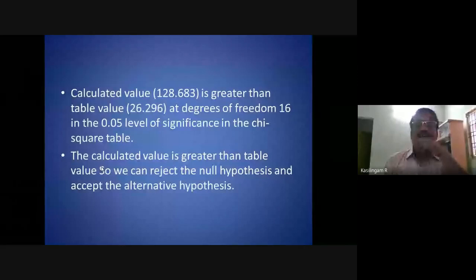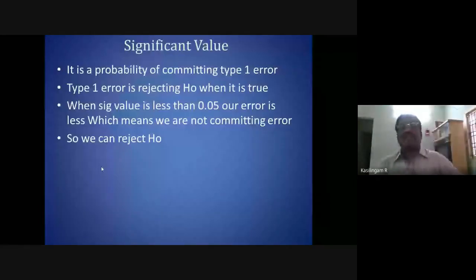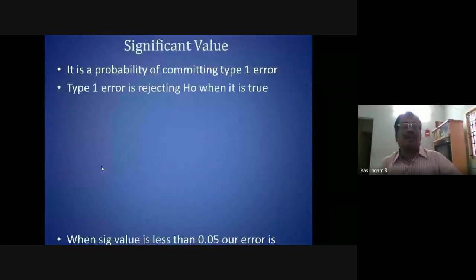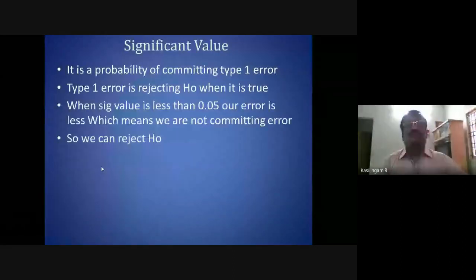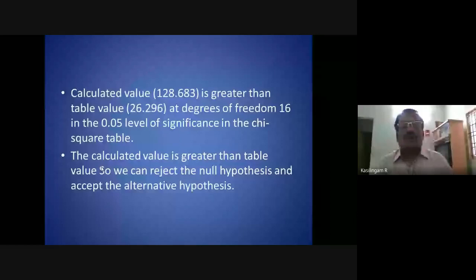What is the table value? This is the chi-square test table. From the result, I got the degrees of freedom as 16, right? Now let us see how to look up the table value. All these things are not necessary, but people are doing this, and you need to understand what people are doing. So the calculated value is 128.